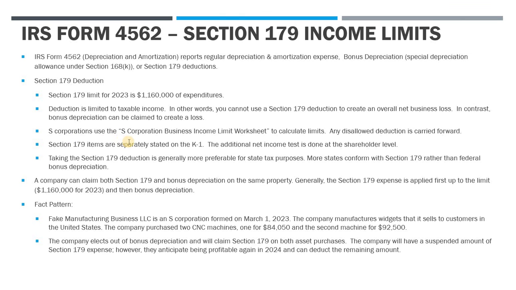And so for S corporations, we use this S corporation business income limit worksheet, and that's important because the taxable income isn't simply the line 1 ordinary income of the business. There are some adjustments that have to be made. Now, the 179 deduction is a separately stated K-1 item. And this is because not only is it a taxable income test at the entity level, but the shareholders have to do the same when they're doing their 1040.